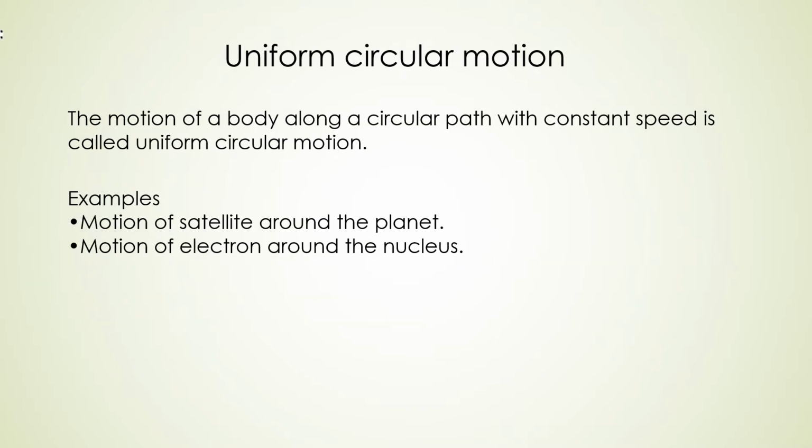Let's understand the uniform circular motion. As you all are familiar with, uniform circular motion is the motion of a body along a circular path with a constant speed. Examples for this uniform circular motion are the motion of a satellite around the planet and the motion of an electron around the nucleus. These are all uniform circular motion.